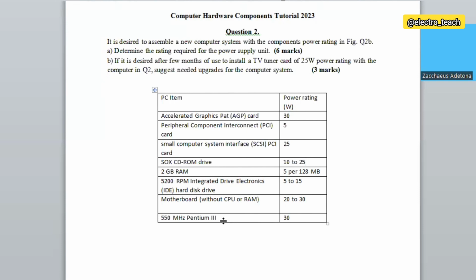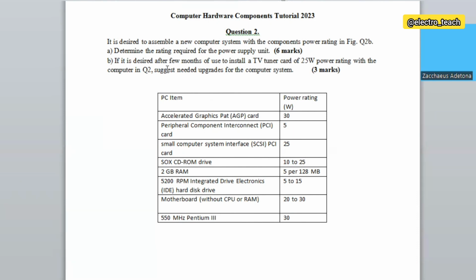Then we have a Pentium 3 processor. Actually, this is just an ordinary question. Pentium 3 is something you may not be able to see in the market today. So the processor takes 30 watts. So what we need to do is to sum up all the total power here, and then determine what will be the next available power rating after we have increased it by about 25%. So we'll calculate that on the board. That is the second question.